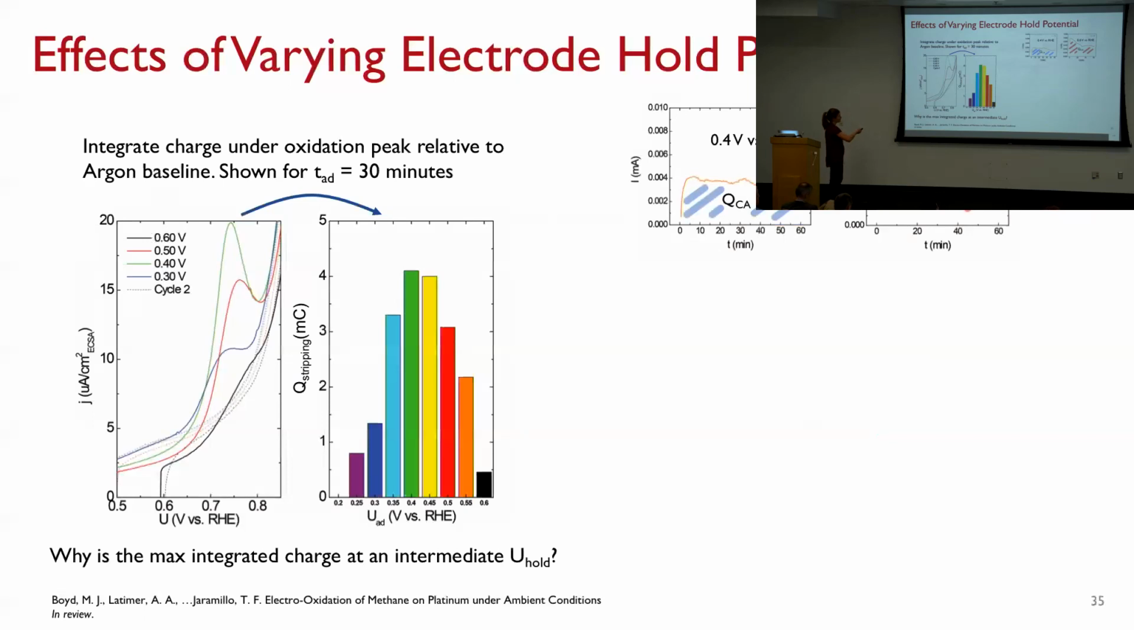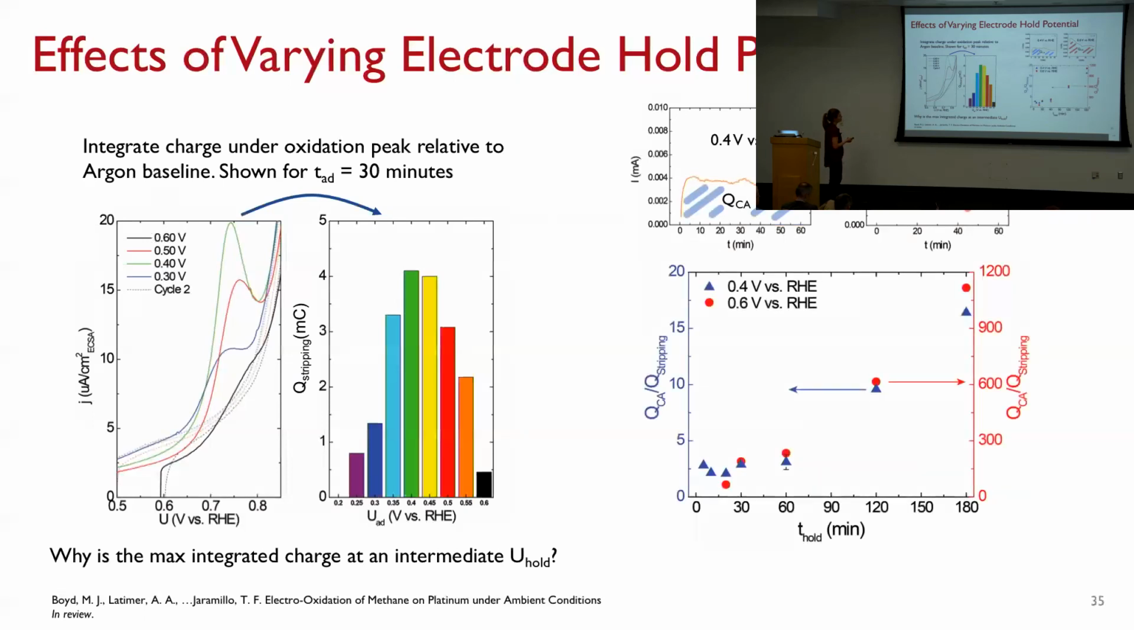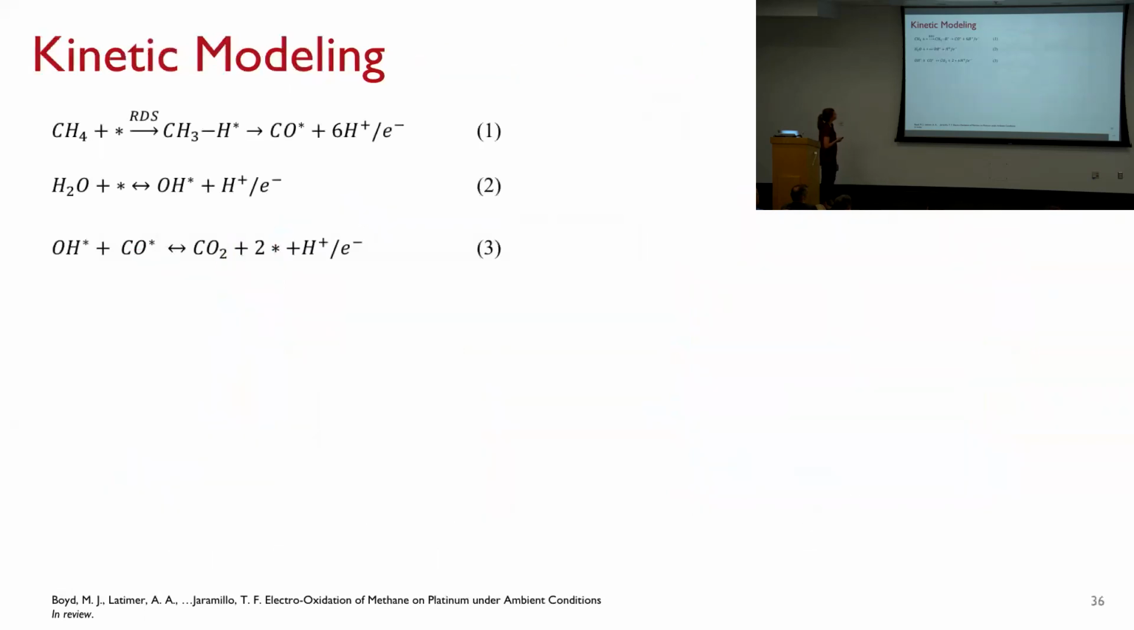And so we can integrate the peak under here, and we can take the ratio of this chronoamperometry charge divided by the stripping charge and plot these as a function of time. And again, what we see is that Q CA over Q stripping for 0.4 volts is much, much smaller, 2 orders of magnitude smaller, or 1 order of magnitude smaller than the same thing at 0.6 volts. So this is really indicative of faster oxidation occurring of surface intermediates at these higher potentials.